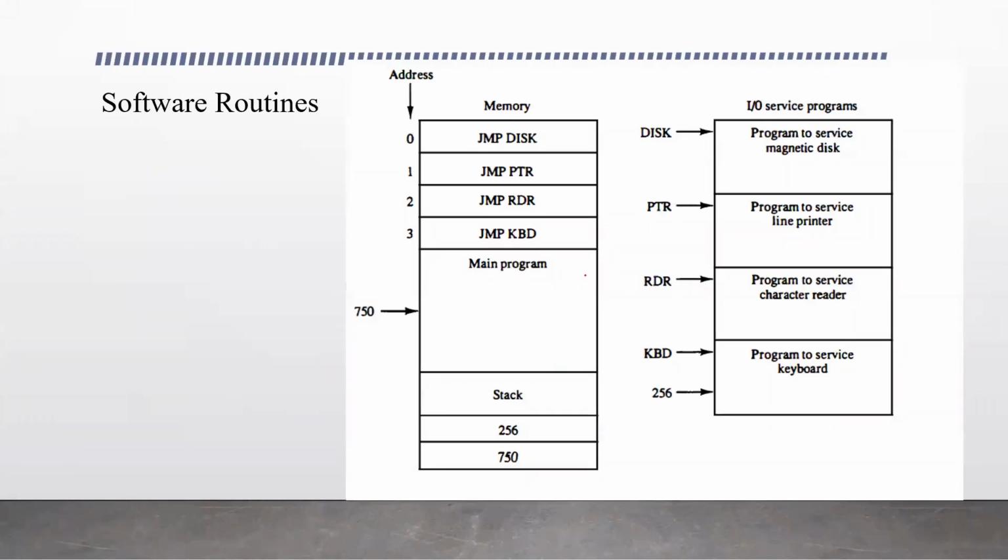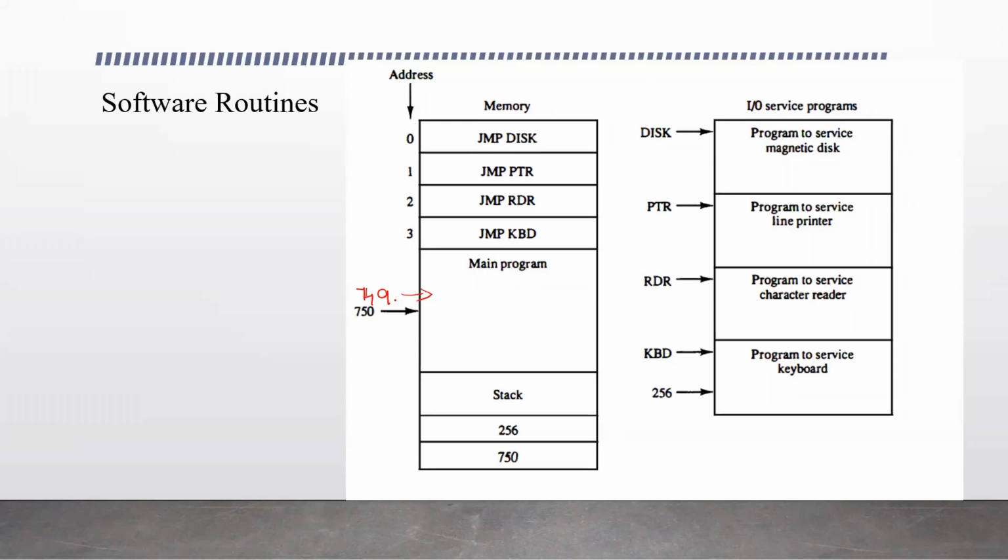Here we have all the software routines that are needed for the CPU to service the interrupt, to service the device that has interrupted. Here is the main program. Let's say the CPU is executing the instructions in the main program, and at this particular location, 749, the CPU has been interrupted.